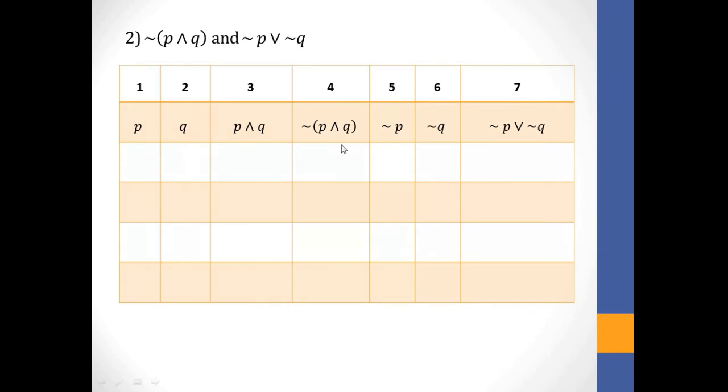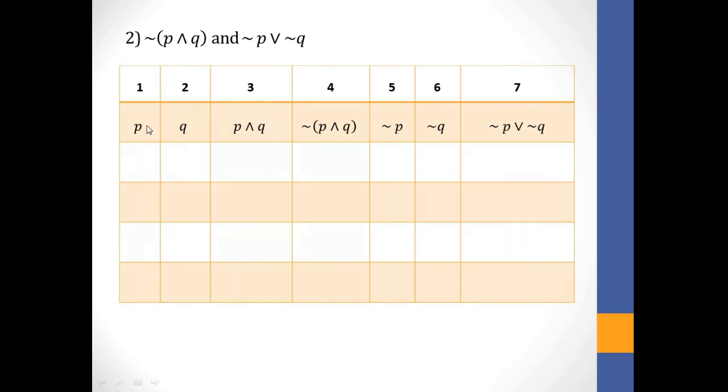Now as per the requirement, first P, then Q, then P and Q, then negation of P and Q. So after column number 4, the first statement pattern, negation of P and Q, is completed. Then column number 5 negation P, column number 6 negation Q, and last one is negation P or negation Q. After completing column number 7, we will observe column number 4 and column number 7 to see whether they are equivalent or not. Okay, so let us discuss this.